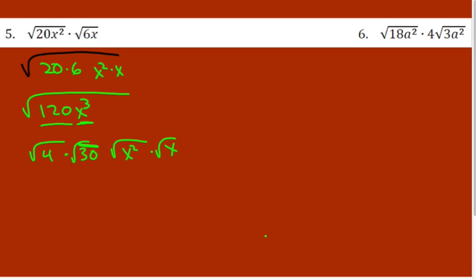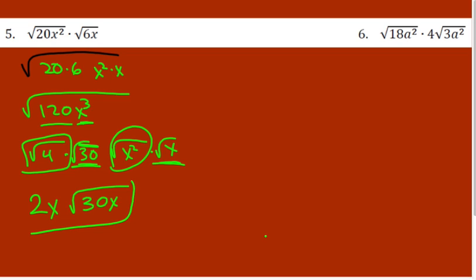Now, here's why I did that. I can take the square root of 4. That's 2. I can take the square root of x squared. That's just x. I can't simplify 30. That's as far as I go. I can't simplify square root of x either. So I get this. Anytime you see an x squared or an a cubed or something like that, you can simplify it.